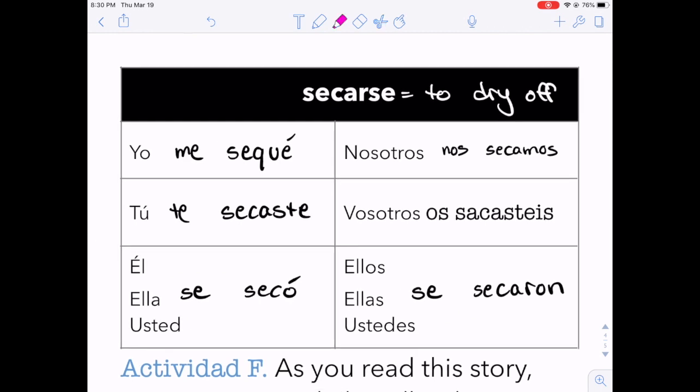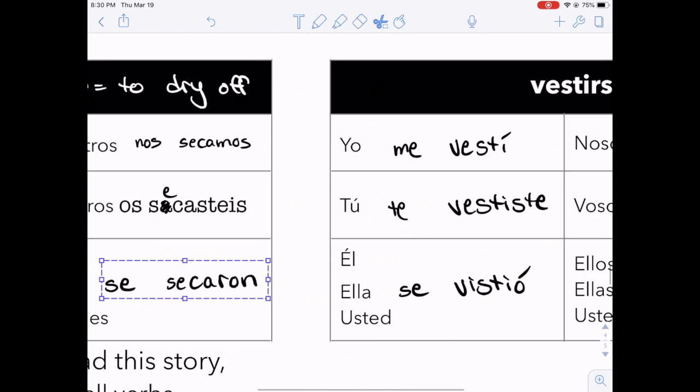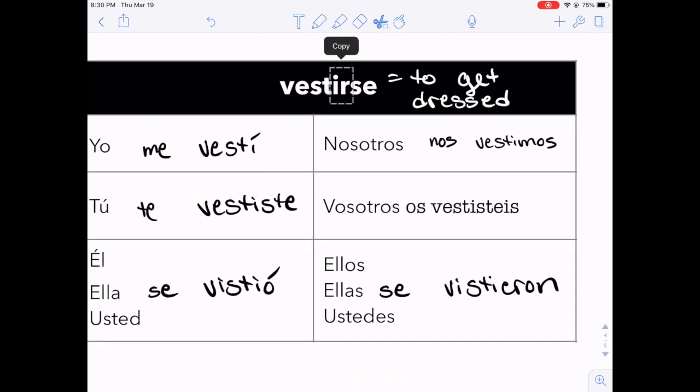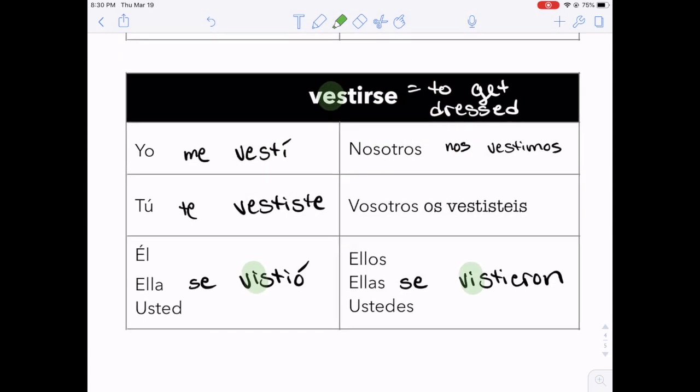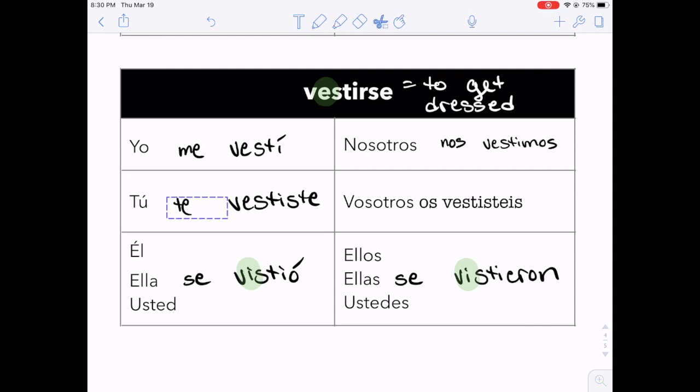Secarse es regular, pero es un car, gar, zar. Entonces tenemos me sequé, te secaste, se secó, nos secamos, os secasteis, se secaron. Y finalmente vestirse es regular, pero tiene un cambio de raíz. Entonces tenemos me vestí, te vestiste, se vistió, nos vestimos, se vistieron.